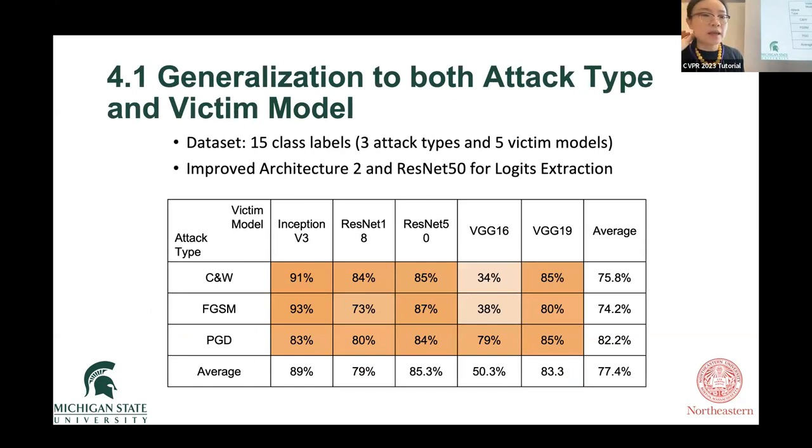Okay, so the next question is that we want to generalize our pipeline, the meta-classifier method, to both attack type and victim models. So in the first step, we consider the different combinations of attack type and victim models. We have a total of 15 class labels, and we can observe some performance here. The overall performance is reasonable. Only the special case is VGG16 as the victim model. The performance is lower. Maybe it's due to the architecture difference between the VGG16 victim model and the logic extraction model, for which we use ResNet 50.